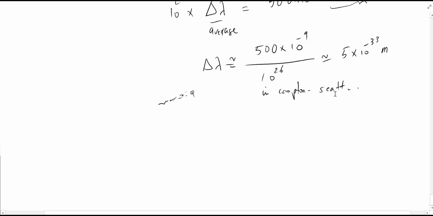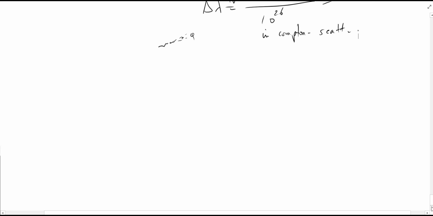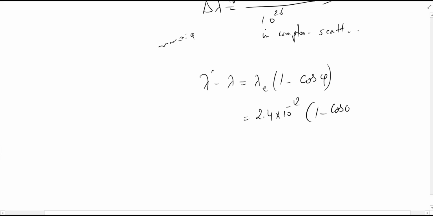Now the reason why they're saying that is because delta lambda is so small in here, so the shift, remember from the lecture, lambda prime minus lambda is equal to lambda_e times 1 minus cosine of phi, and this lambda_e is actually of the order of 2.4 times 10 to the negative 12 times 1 minus cosine of phi. The whole thing is small anyway, but this one is a lot smaller. It's 5 times 10 to the negative 33. So the negative 33 and the negative 12 is what? Negative 21. So it's still a very tiny number. 5 divided by 2.4, that's roughly 2.